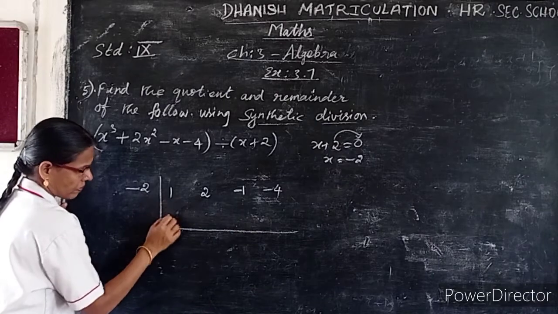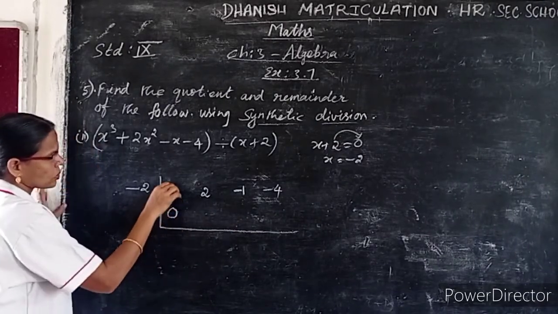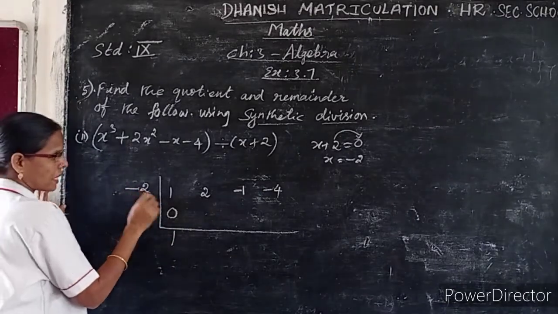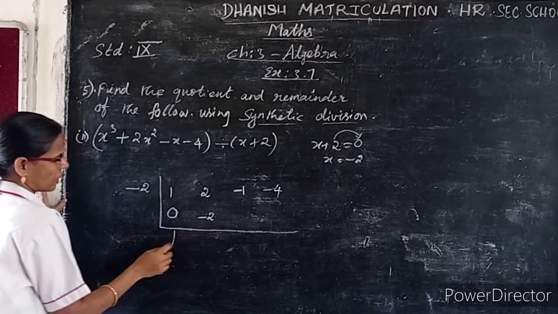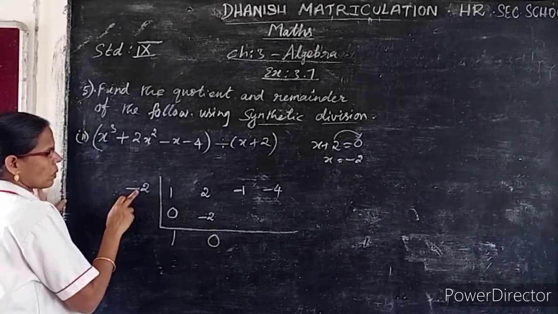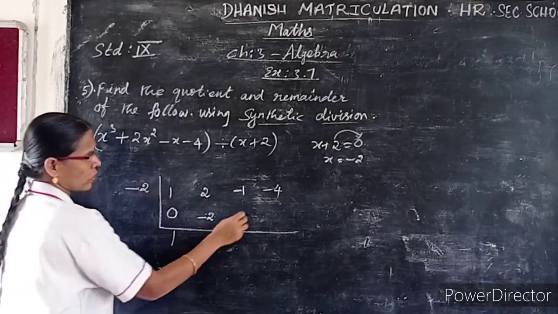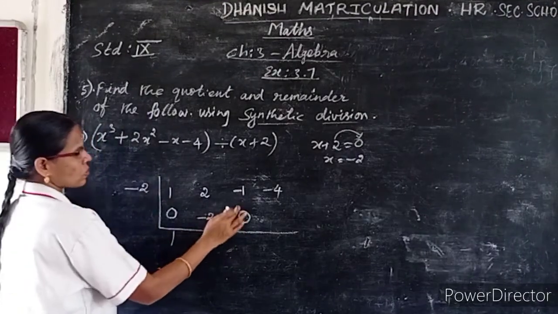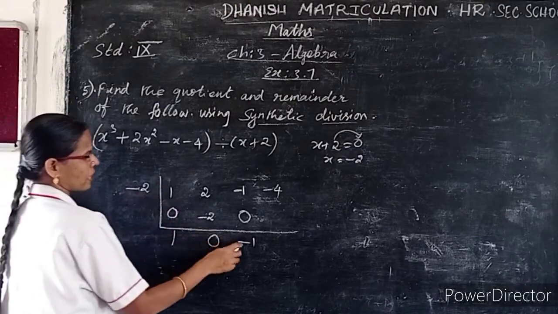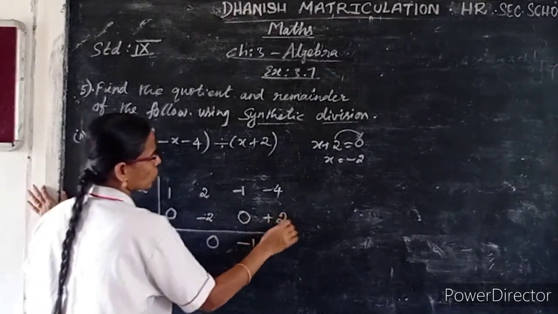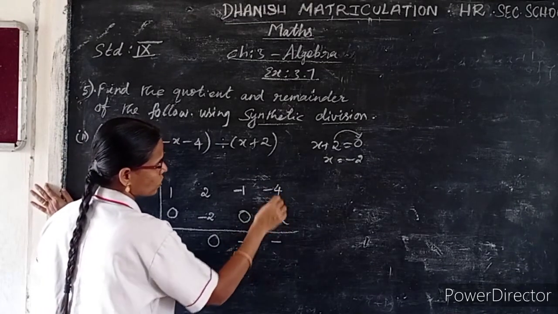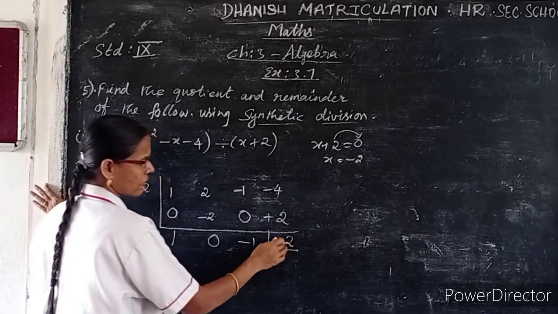Now, write 0 here. So 1 plus 0 is 1. Now multiply these two numbers. 1 into minus 2, then plus 2, minus 2. So this place is 0. Now multiply these two numbers. Minus 2 into 0, 0. 0 into anything, 0. So minus 1 plus 0 is minus 1. Now multiply these two numbers. Minus into minus, plus. 2 ones are 2. So here minus 4 plus 2, the greater number's sign is minus. So 4 minus 2 is 2. So minus 2 is our remainder.